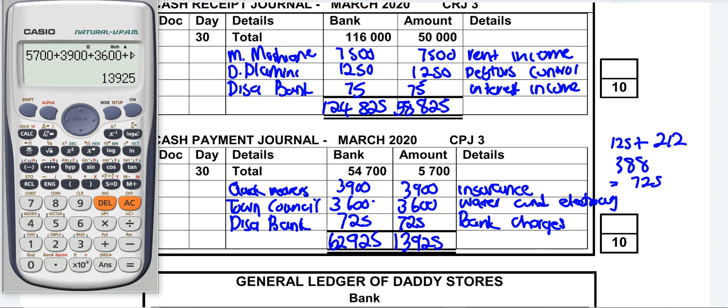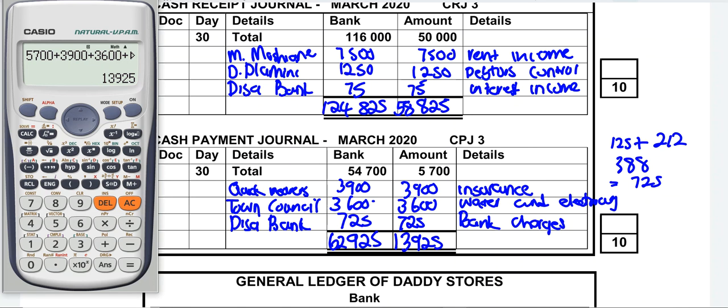So all we have to do now is to make sure that we post our information. What do we mean when we say we are posting? It simply means that we take the totals of the bank accounts of both the CRJ and CPJ, and we post them to our bank account in the T account. Okay, so that's what we are exactly going to do now.